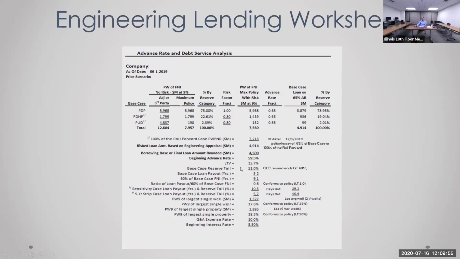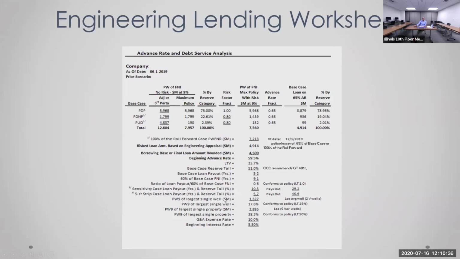The base case reserve tail, remember we looked at the reserve tail, is 51%. It's recommended to be 40% or above. Payout is going to be in 5.2 years, 60% of the F&I. Future net income is going to be 9.1. That ratio between the payout and the 60% of F&I is 0.6. We want it to be at a maximum of 1.0 to conform to policy. That's just the bank's policy that I work in, but it's very common to see it in other banks as well. Then the sensitivity and the 5-year strip case, the payout and the reserve tail displayed here.